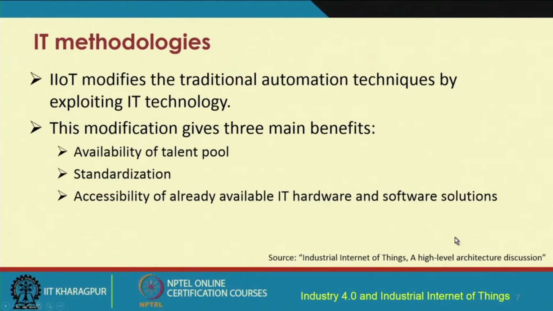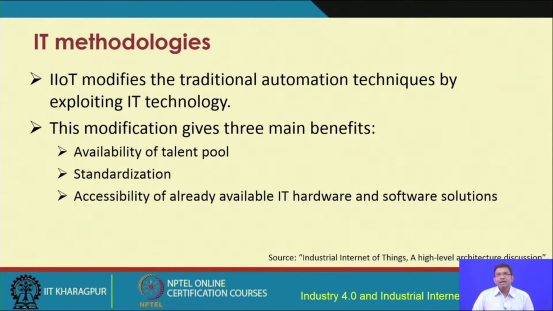With respect to these IT methodologies, automation is solely dependent on IT, and this has been there since long. So IIoT basically modifies the traditional automation techniques by exploiting IT technology, particularly the communication and networking aspect. This modification gives three main benefits: availability of a talent pool, standardization, and accessibility of already available IT hardware and software solutions in all these industries. As I told you, these IT hardware and software have been there since long, and we are not talking about anything new. But this connectivity is new, the connectivity issue and scaling up.